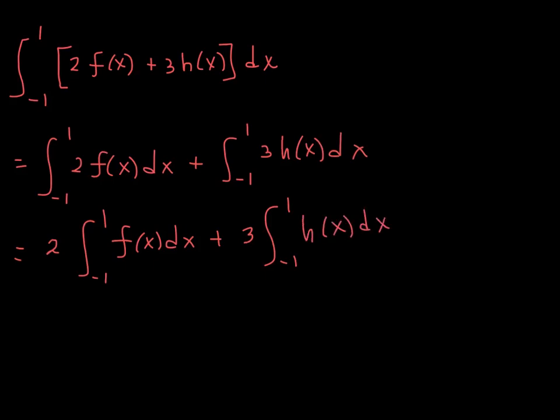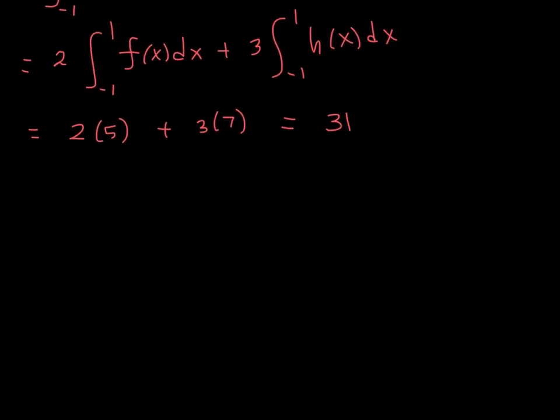Now, let's not forget that this was given: the integral from -1 to 1 of f of x dx is equal to 5, and the integral from -1 to 1 of h of x dx is equal to 7. So we can substitute. This is 2 times 5 plus 3 times 7. So this is 10 plus 21, which is 31. That's our answer. Pretty cool, right?